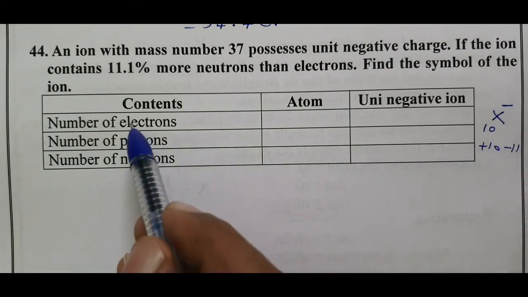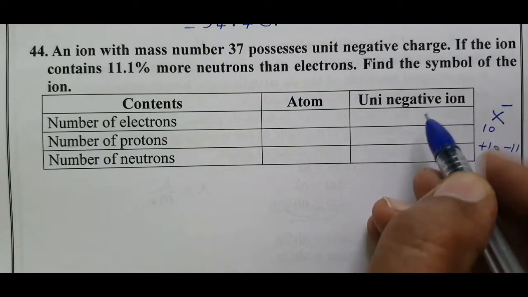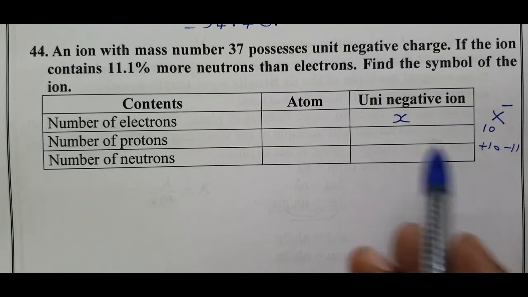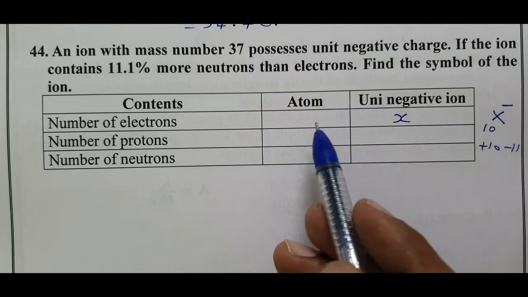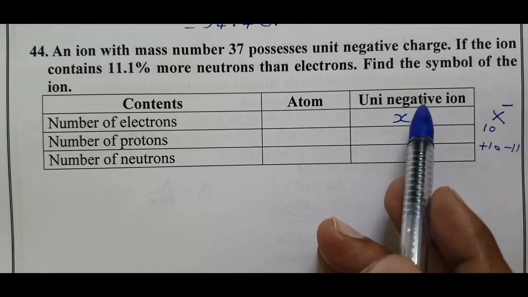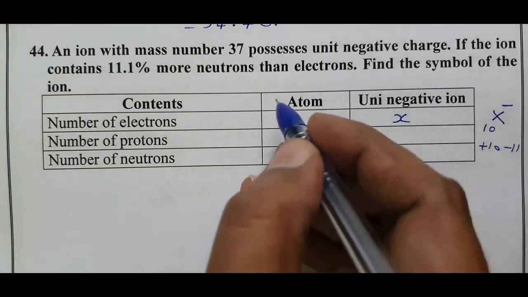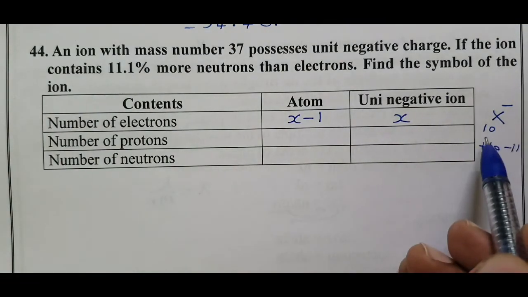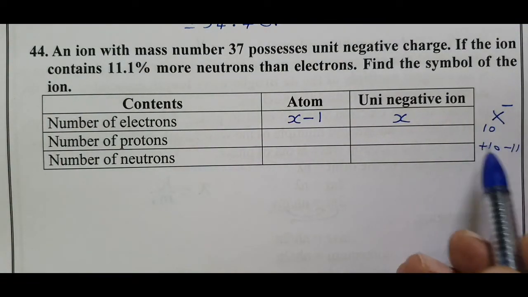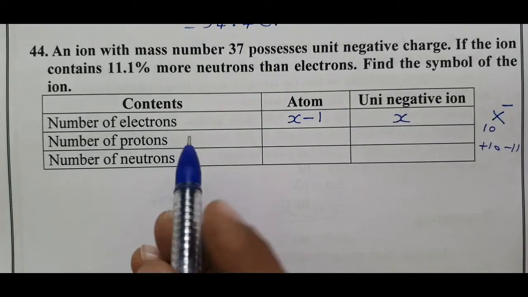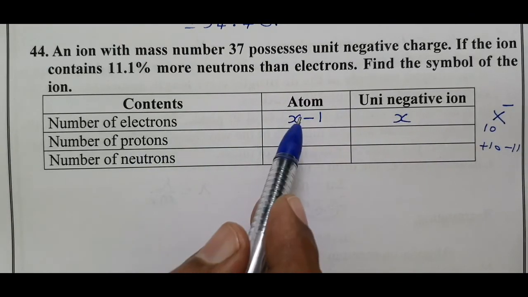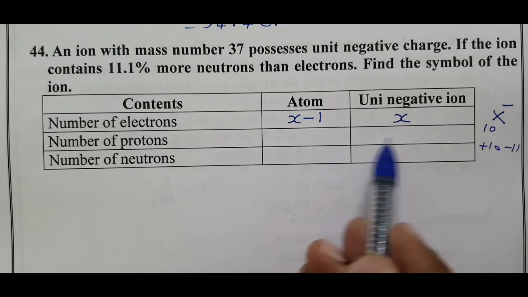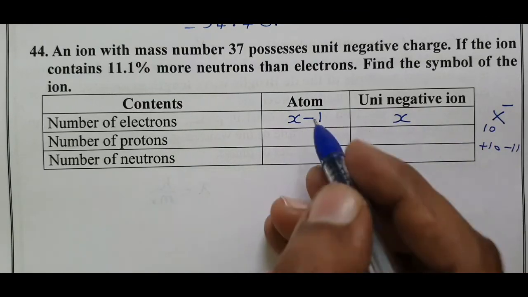Therefore, the number of electrons in a uni-negative ion X means we have to subtract 1 from X to get the number of electrons in an atom. So, compared with an atom, a uni-negative ion contains 1 more electron. Therefore, the number of electrons is X minus 1. An atom containing 10 protons and 10 electrons, an ion containing 10 protons and 11 electrons. We know in an atom, the number of electrons and the number of protons is always equal.